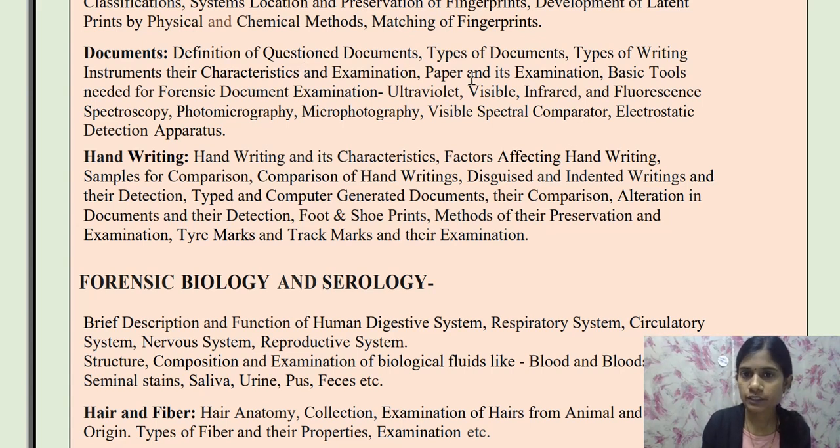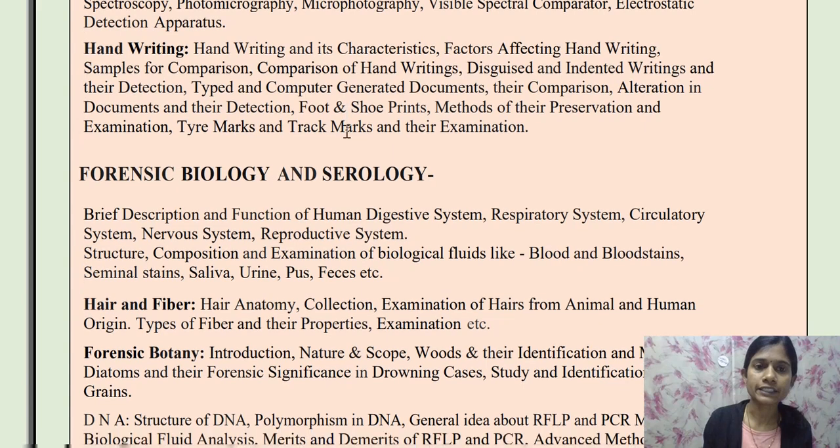I will just read it. Definition of questioned document, types of documents, types of writing instruments, their characteristics and examination, paper and its examination, and basic tools related to forensic document examination. These include ultraviolet light, visible light, IR or infrared light, fluorescence spectroscopy, photomicrography and microphotography, video spectral comparator or VSC, and electrostatic detection apparatus, ESDA. These are the instruments we use for document examination.